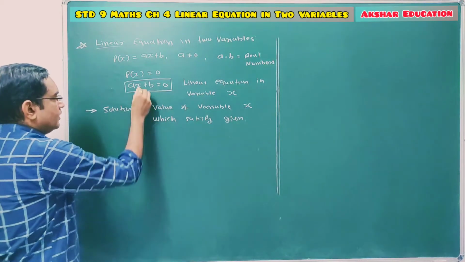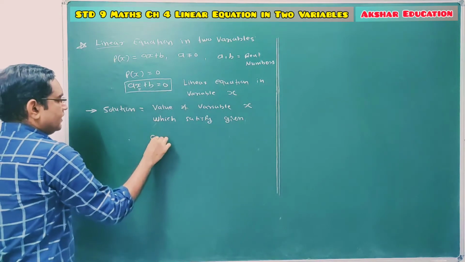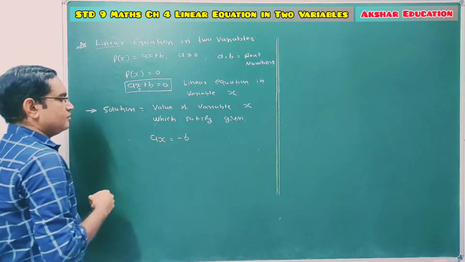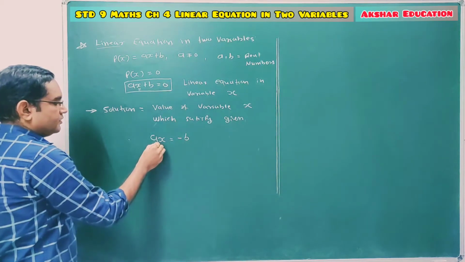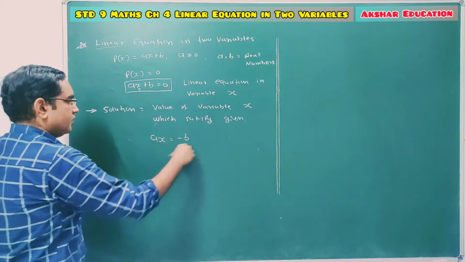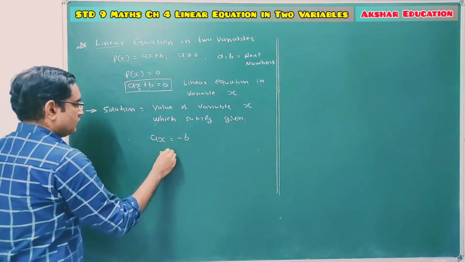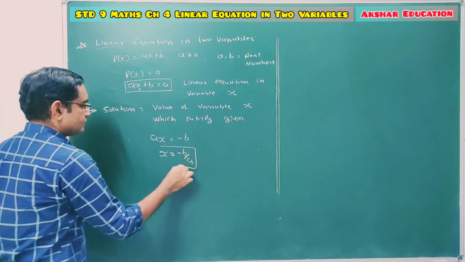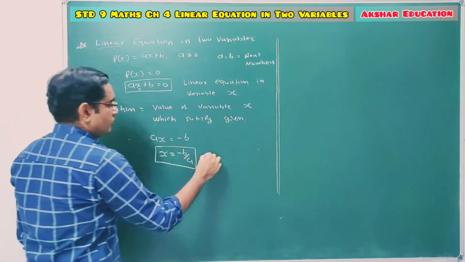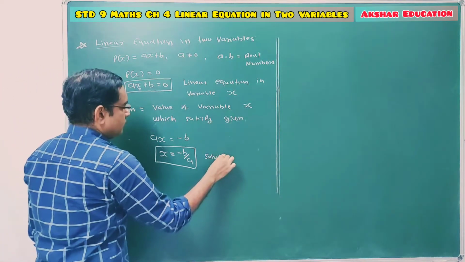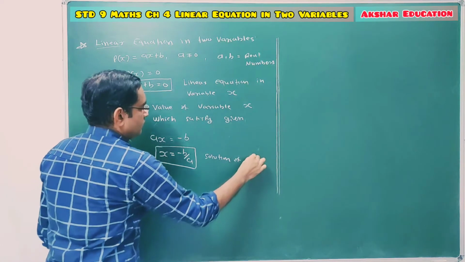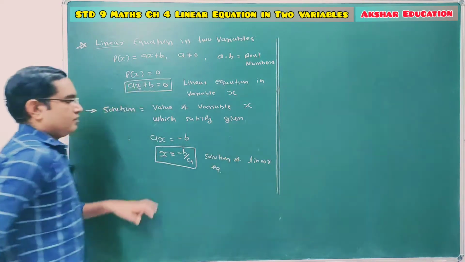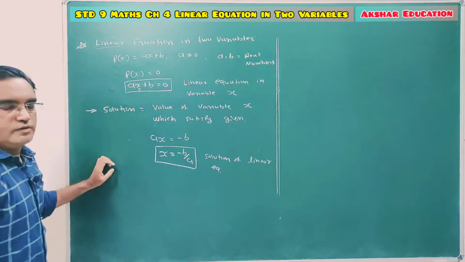So here, to find the value of the x, we are taking this plus b on the right hand side, so we are getting minus b, and taking this a which is in multiplication into division. So this is the value of the x, minus b by a. This is the solution of the given linear equation.